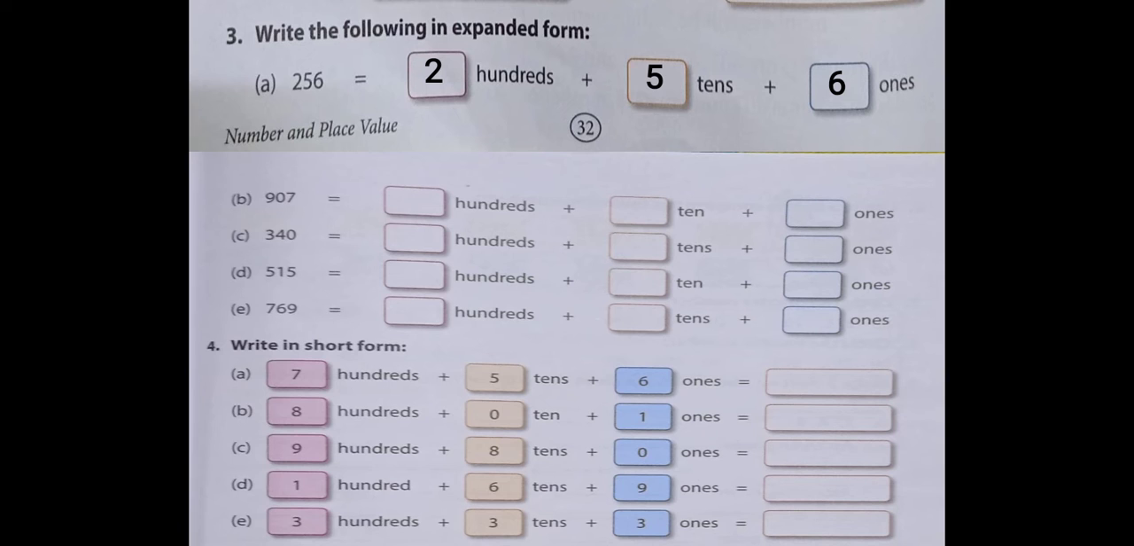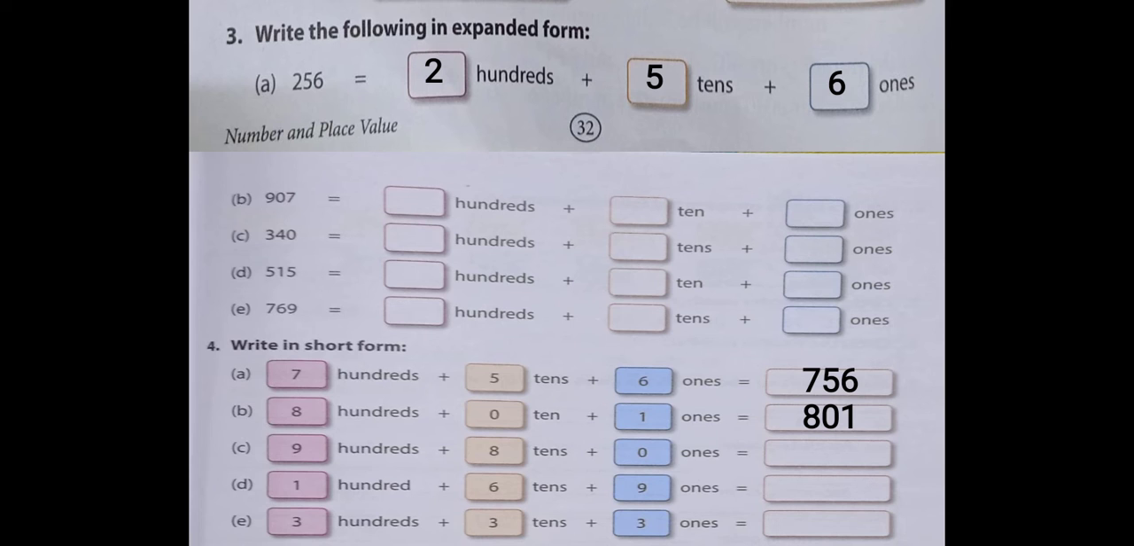Coming to question number 4, write in short form. So the expanded form is given and you will write down the short form. Like in A part, 7 hundreds, 5 tens and 6 ones will make 756. So you will write 756 in the box. Second part is 800. 0 tens means 0. So 801. So you will write 801.